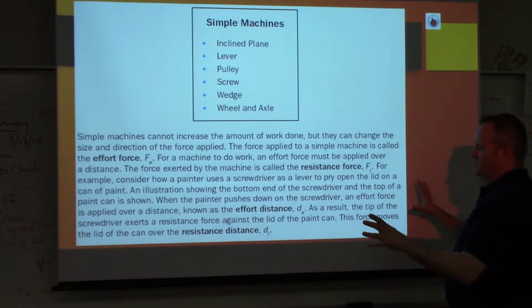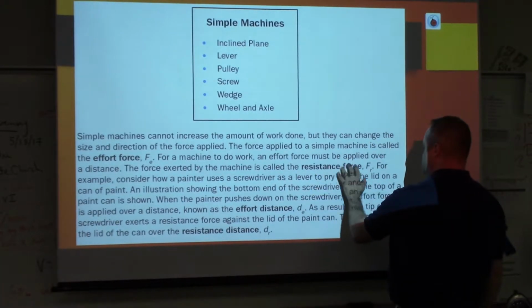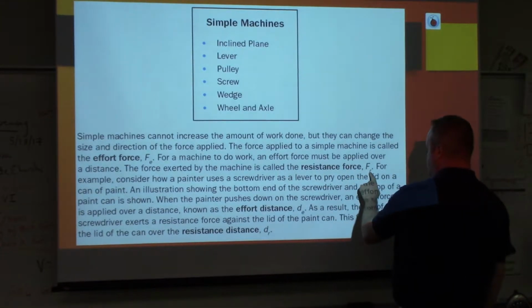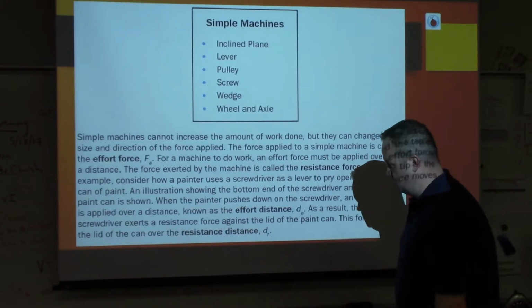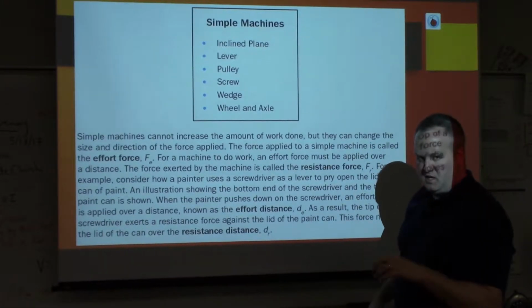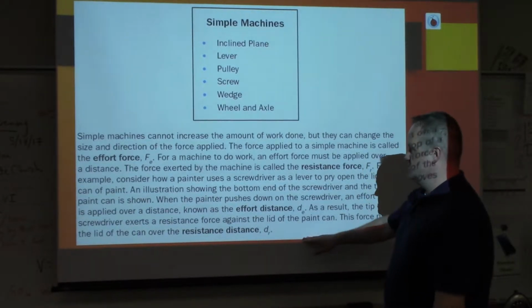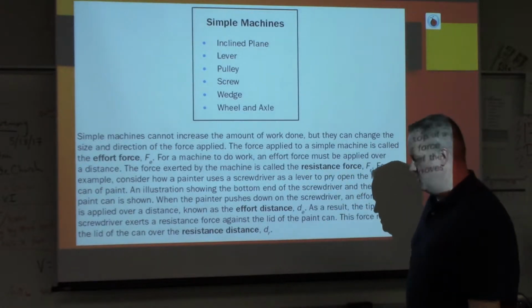Now here it talks about effort force and resistance force, so we abbreviate that F_E, and F with the subscript R. We have effort distance and resistance distance. Now what this means is the effort is going to be what you put into the machine, and the resistance is going to be what comes out of the machine. All right?